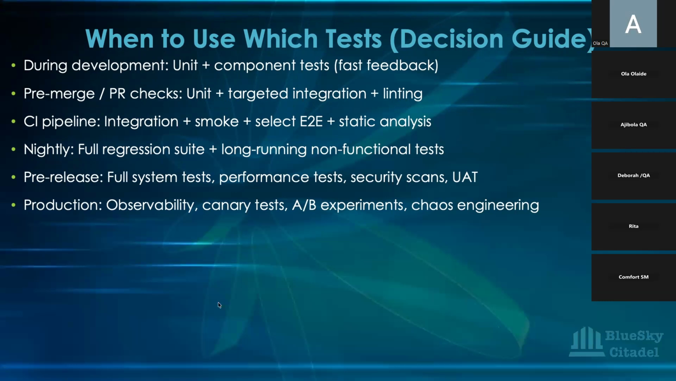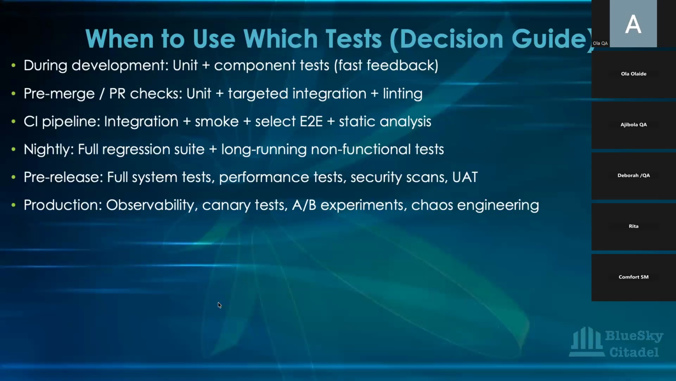So when you are doing development, maybe you are in the dev environment, you're going to be using unit and component testing. These tests are very, very fast, and you get fast feedback with unit and component testing, and you use them during development. So the pre-merge or the PR check is unit testing with some integration, and you use a linter, like I showed you. So our CI/CD pipeline has a linter.